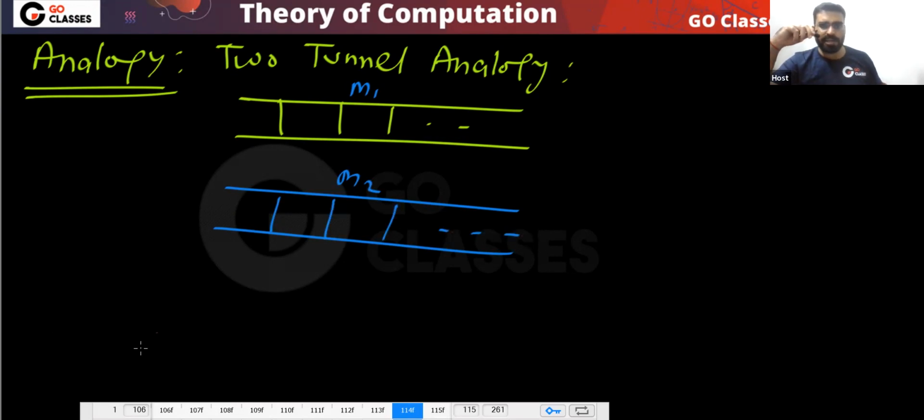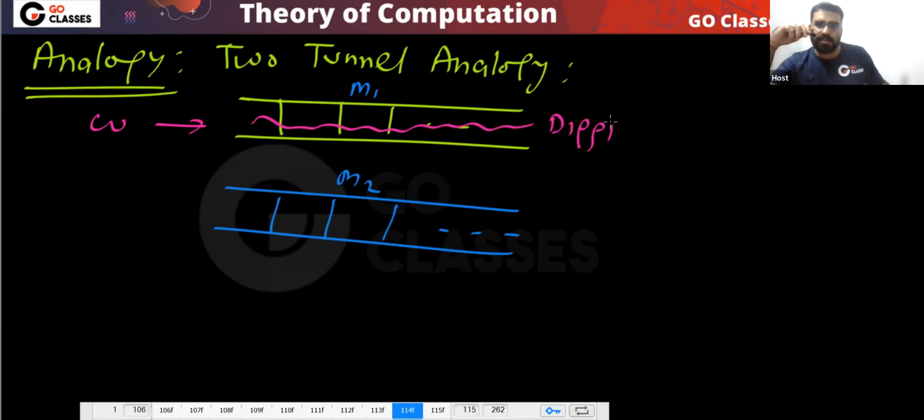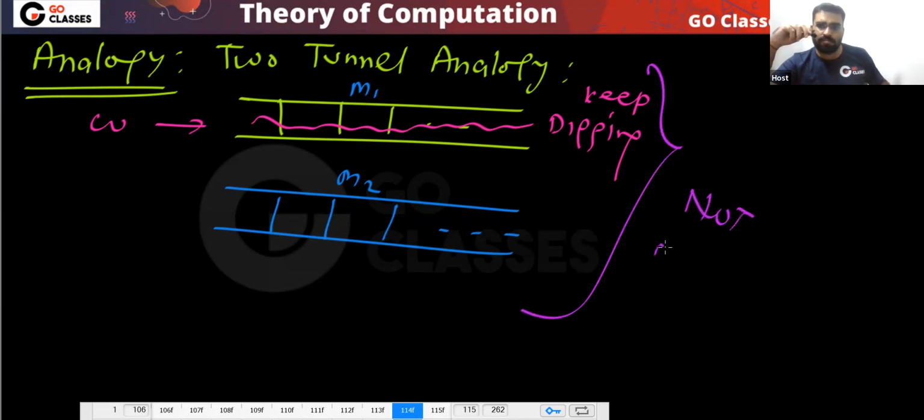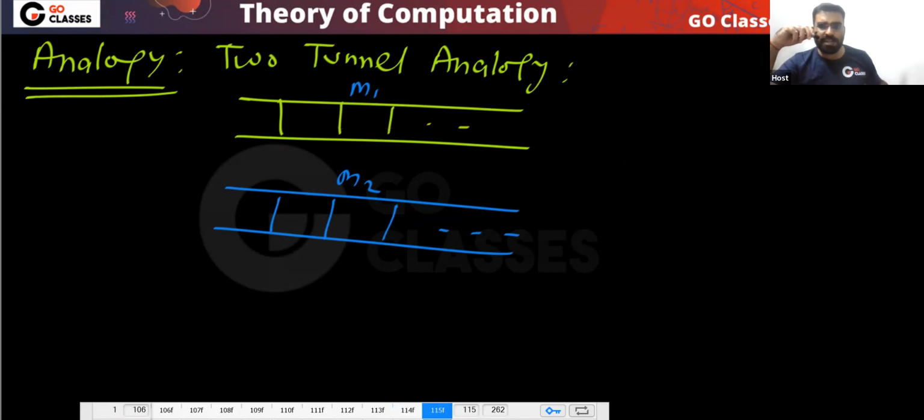Okay, then what idea will work? Definitely this idea will not work: that on W, you keep digging this. So this idea will definitely not work. Agree or not? This W, you keep digging, this idea will not work. But what idea will work? Very simple. Dovetailing will work.